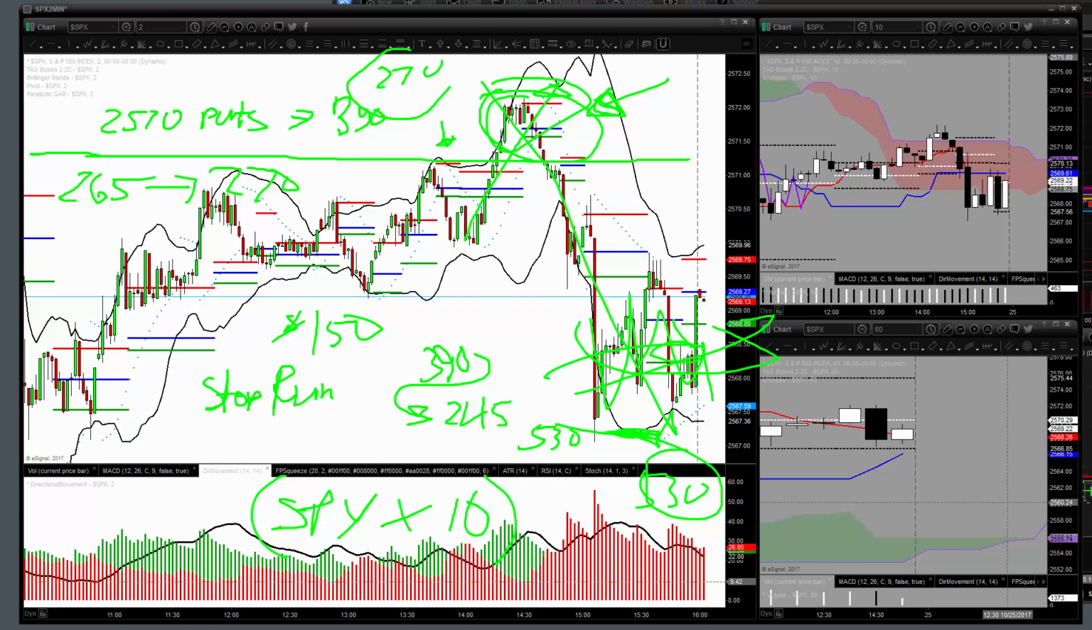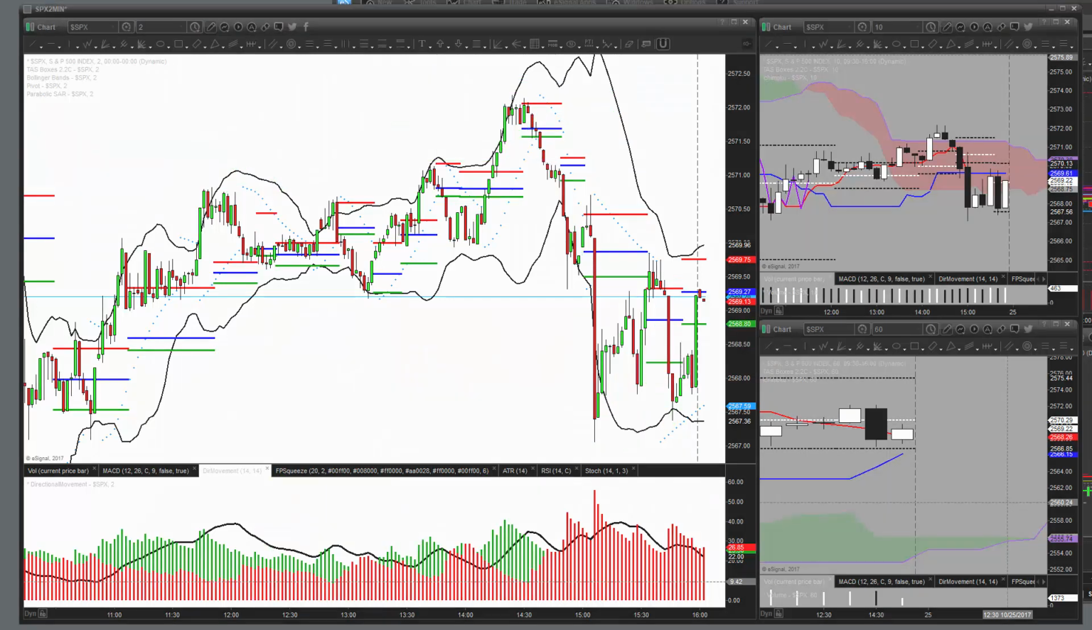Let me go over. How do I get rid of the drawing tools? Okay. No, but how do I get rid of the drawing tools? All right.